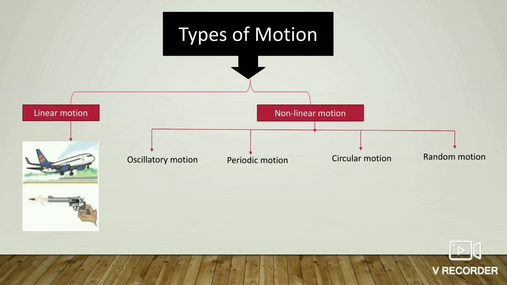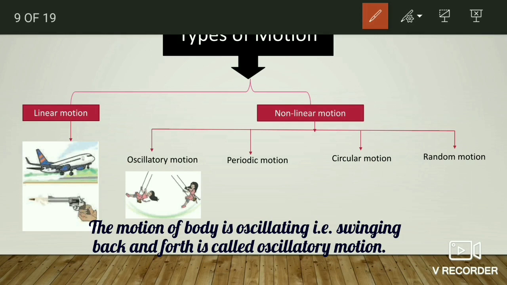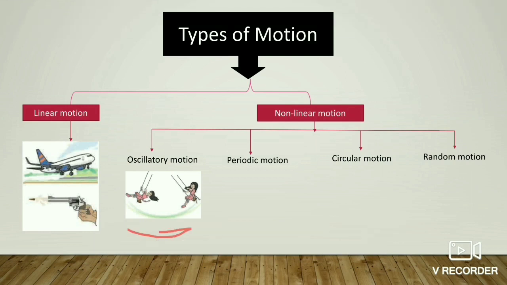First, oscillatory motion. The motion of a body that is oscillating, that is swinging back and forth, is called oscillatory motion. For example, pendulum of a clock.